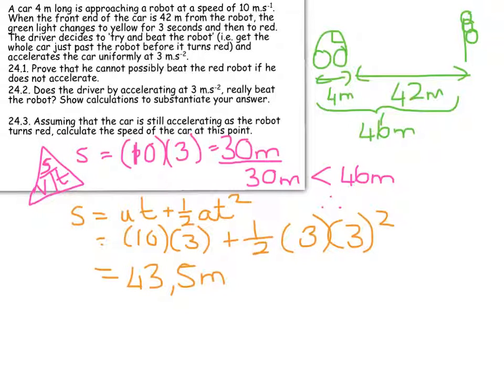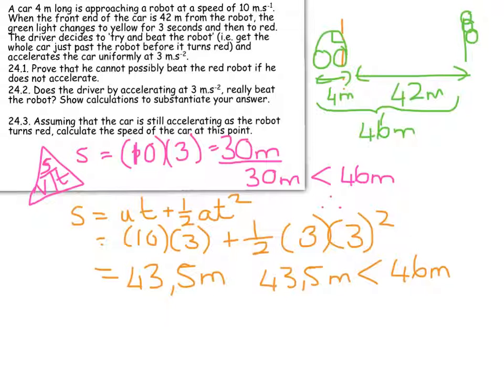Well, again, 43,5 meters is still less than 46 meters. So although he might think he got past the robot, because the front end of his car did get past the robot, the whole car has not managed to make it past the robot.